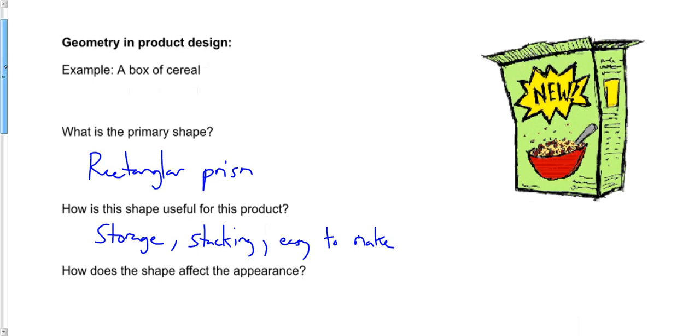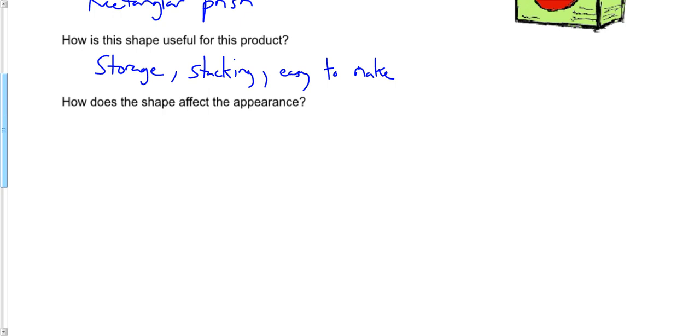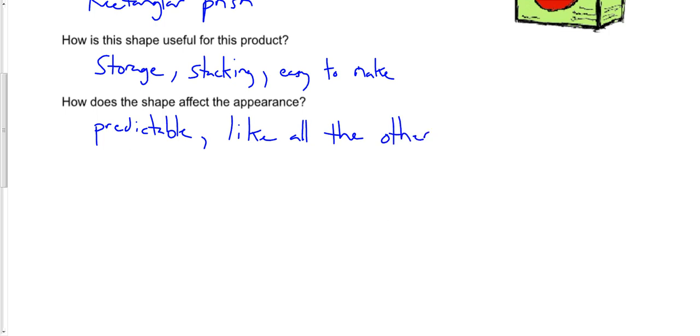Okay, and how does the shape affect the appearance? Well, a rectangular prism looks like a cereal box. It's what your mind envisions when it thinks of a cereal box, and so it's predictable and it's consistent. So in fact, when you go down the cereal aisle at your local grocery store, most of the cereal boxes look the same. Okay, so it's consistent and they look like all of the others.